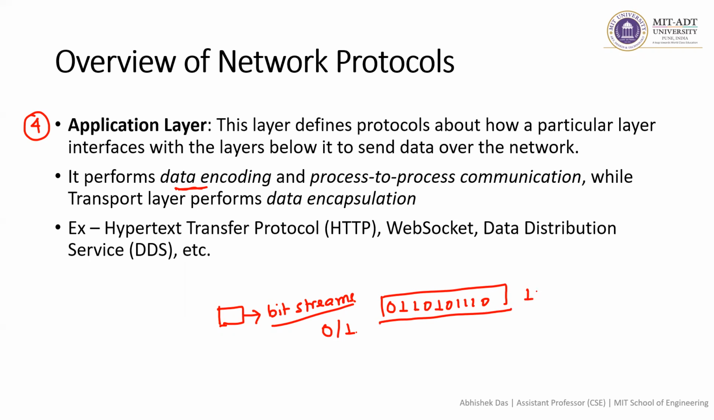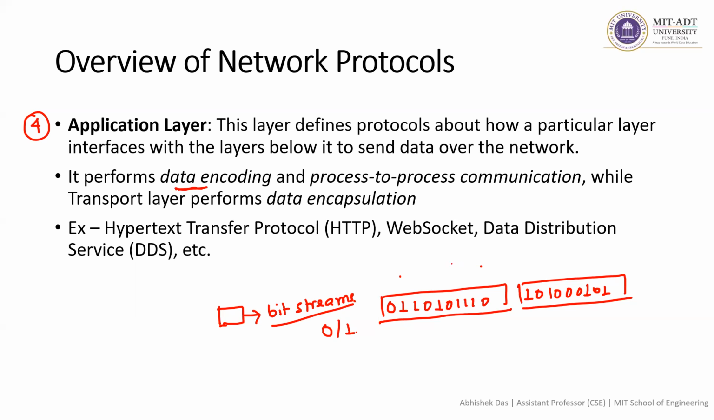Again, there is another data packet, 1 0 1 0 0 1. So this is, let us say, another data packet. These are the bit streams. The data packets help in encoding the different data packets into different bit streams, which is nothing but a combination of different ones and zeros. Obviously it helps in process to process communication, that means one device to another device, so it helps in efficient communication.